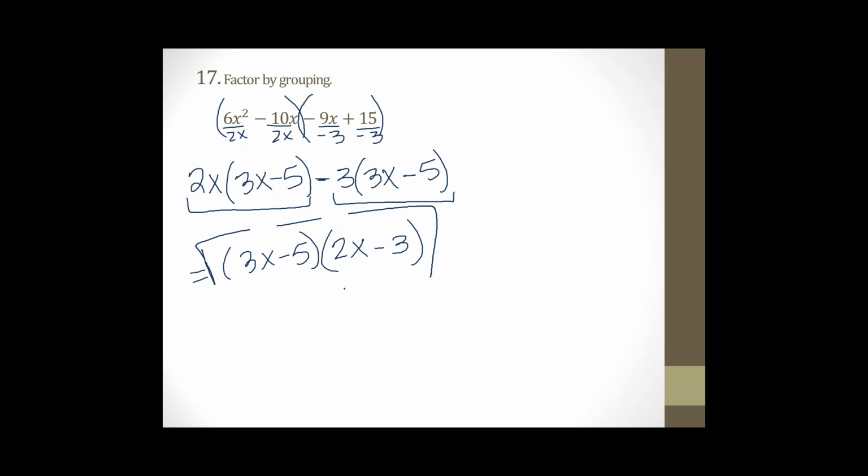We factor by grouping. And remember, you can always double check your factoring by multiplying your factors back together, and you should get the original problem that we started with. All right. Any questions about this one?